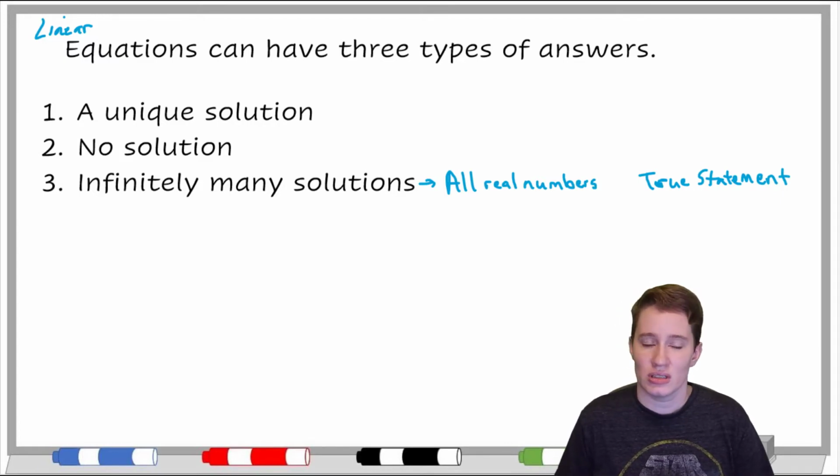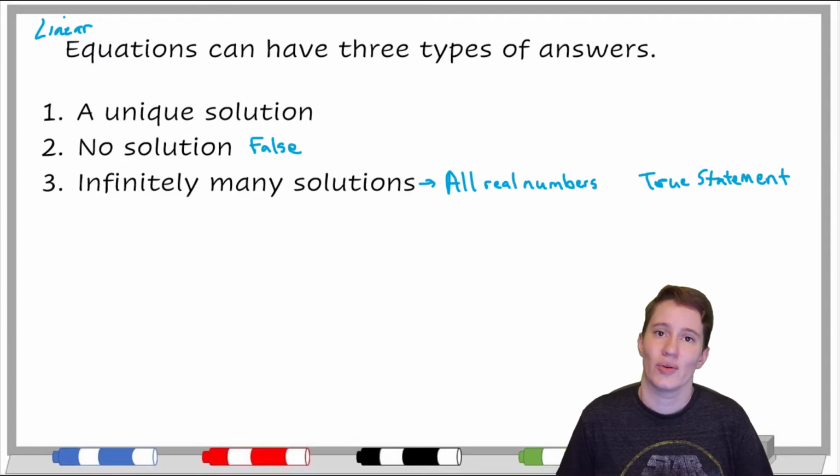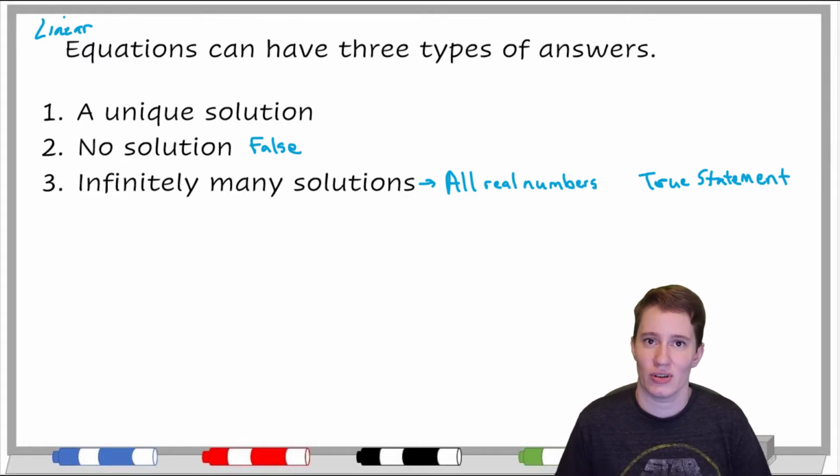For no solution, we're going to see a false statement. So you get to the end and it says 0 equals 2. Well, 0 does not equal 2. So what that means is that no matter what number you plug in for x, you're not going to get a true statement, so there's no solution.